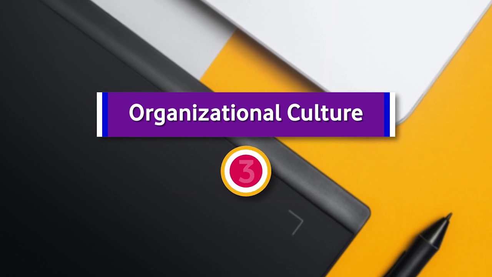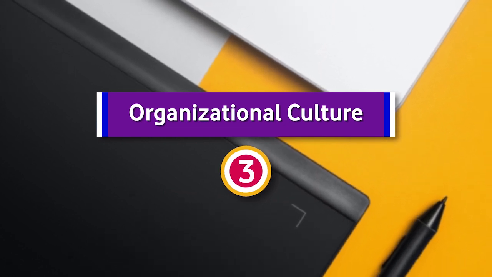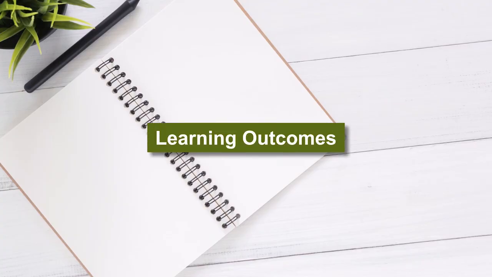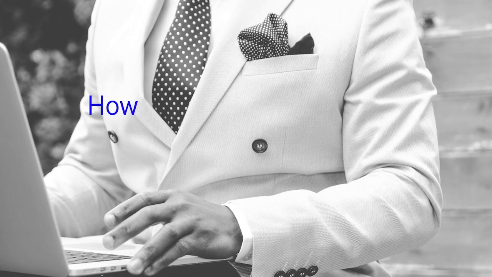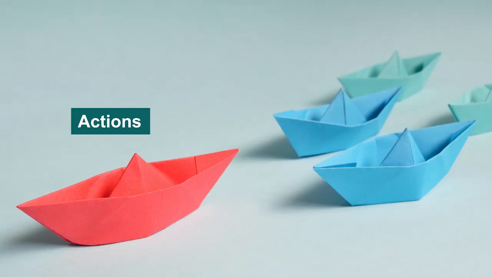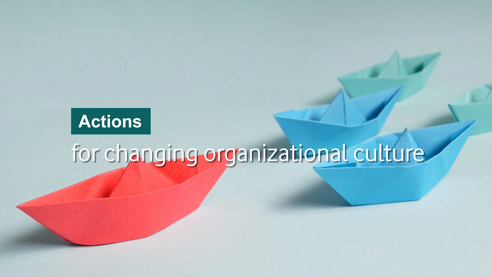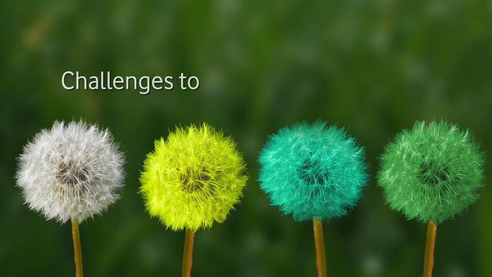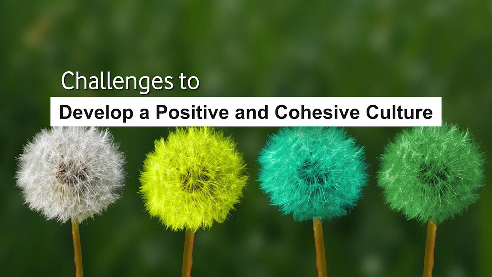Welcome to the session on MS21, Social Processes and Behavioral Issues. We are discussing organizational culture, and in this session we are going to discuss three important aspects. One is how to assess the organizational culture. Second, how to change an organizational culture. And third, how to develop a very positive and cohesive culture in an organizational setup.